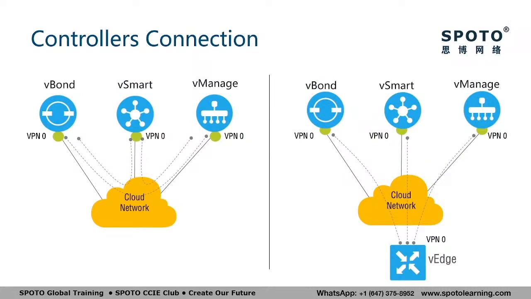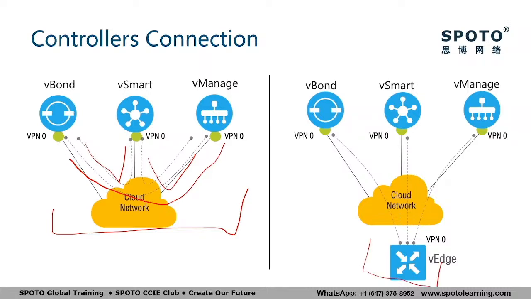The controller's connection. In most of the cases, it would look like this one. All of this communication and data coming in and out goes through VPN 0, through the cloud network. All coming out and communicating based on VPN 0. Also with the vEdge as well. This is the most common case.